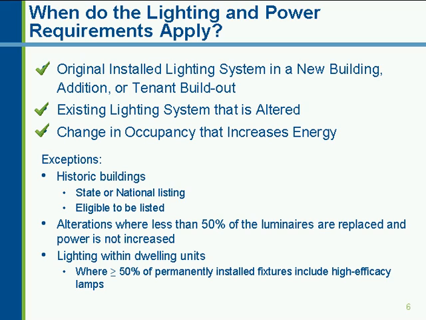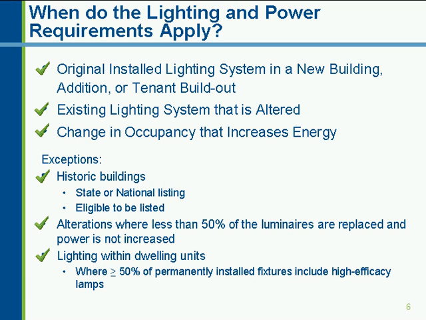There are some specific exceptions. If you are dealing with a building that is on a state or national historic building register listing, or if it is eligible through documentation to be listed, it's exempted from the lighting requirements. If you are doing alterations to areas where less than 50% of the luminaires are being replaced and the power is not being increased, then you don't have to show compliance there either. And if you have a situation with dwelling units, the lighting within the dwelling units is exempted, as long as more than 50% of the permanently installed parts of that system include high efficacy lamps or lighting sources.